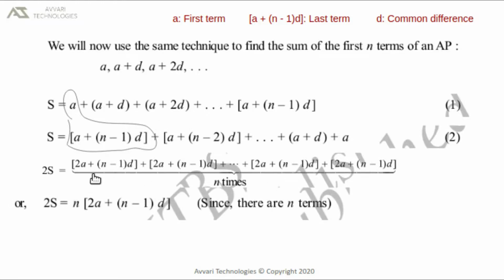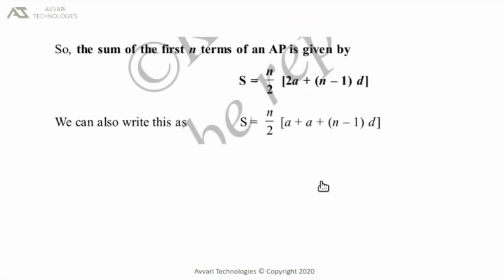Now we can factor out 2a plus n minus 1 D. Since there are n terms, we can write the equation as 2s is equal to n times 2a plus n minus 1 into D. Now divide both sides of the equation by 2. So s becomes n divided by 2 into 2a plus n minus 1 into D. So the sum of the first n terms of an arithmetic progression is given by s is equal to n by 2 into 2a plus n minus 1 into D.